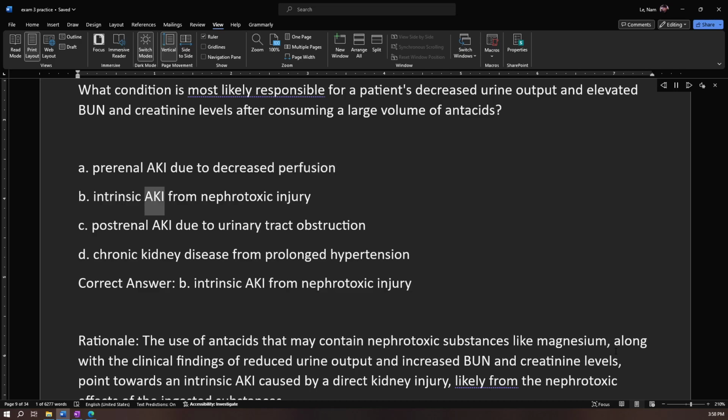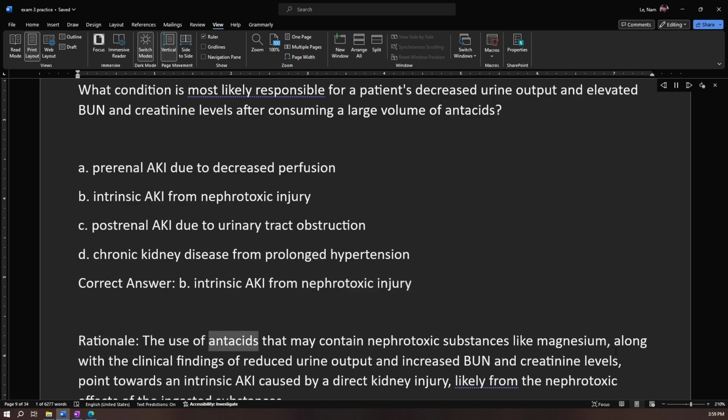B. Intrinsic AKI from nephrotoxic injury. C. Postrenal AKI due to urinary tract obstruction. D. Chronic kidney disease from prolonged hypertension. Correct answer: B. Intrinsic AKI from nephrotoxic injury.